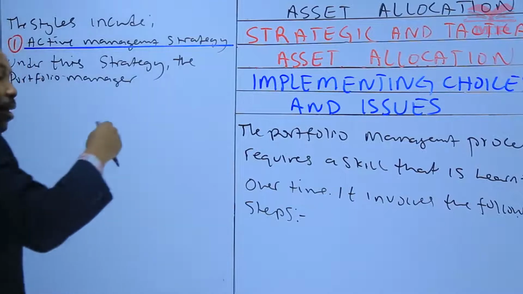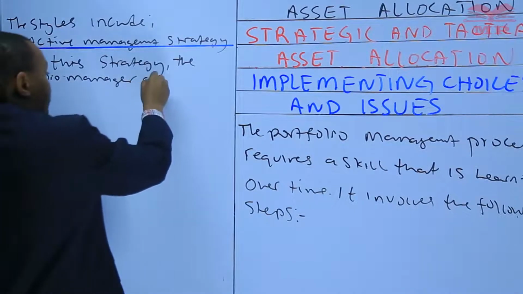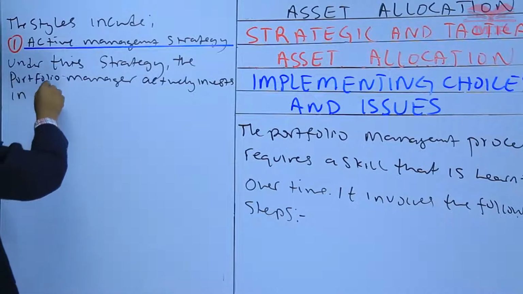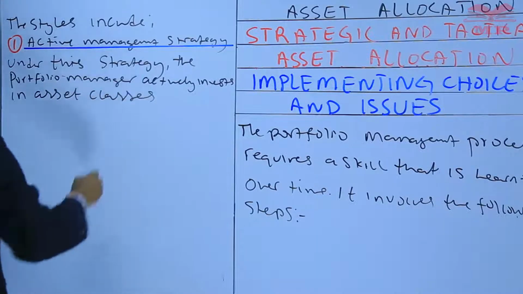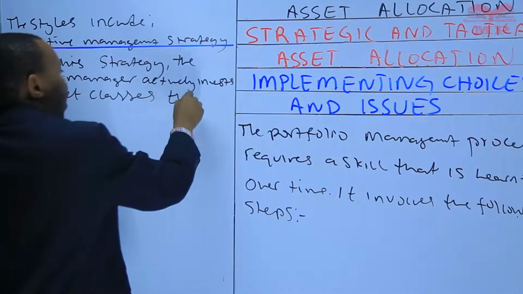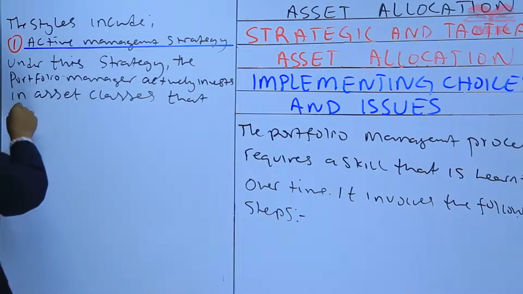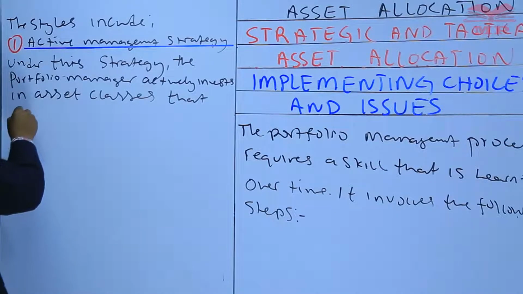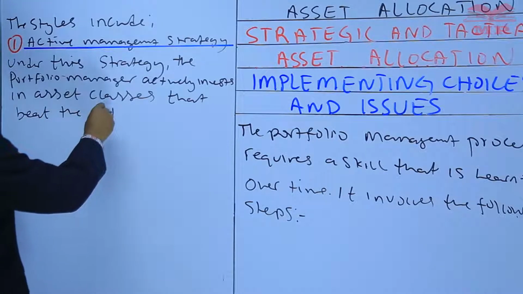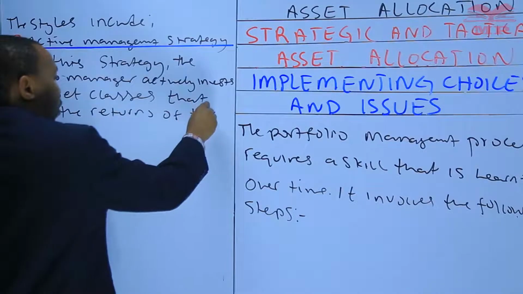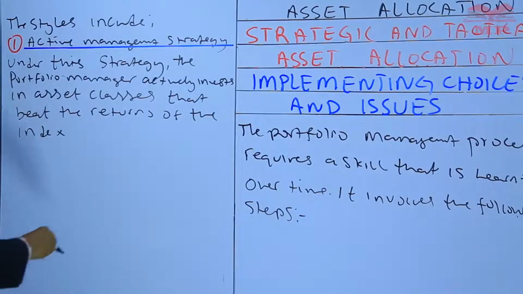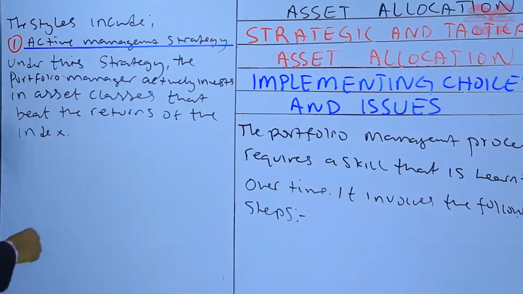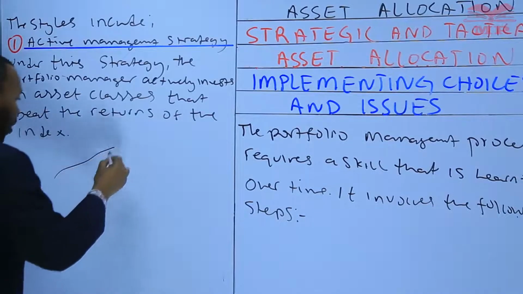actively invests in asset classes that try to beat the returns of the index. This is the return that has been earned by the index.